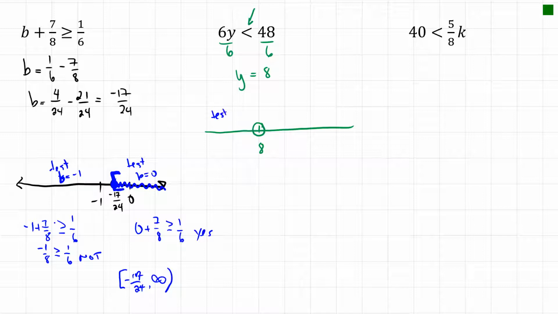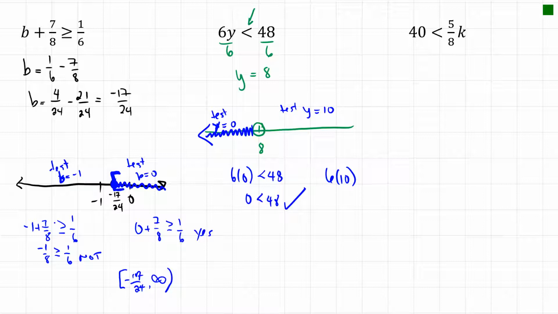So testing y equals 0. And on this side, let's test y equals 10. So when y equals 0, I have 6 times 0 is less than 48. So is 0 less than 48? You bet. That means I'm going to shade on this side. And just to be sure, taking the other number, 6 times 10 is less than 48. Is 60 less than 48? No. That's a false statement, so I do not shade.